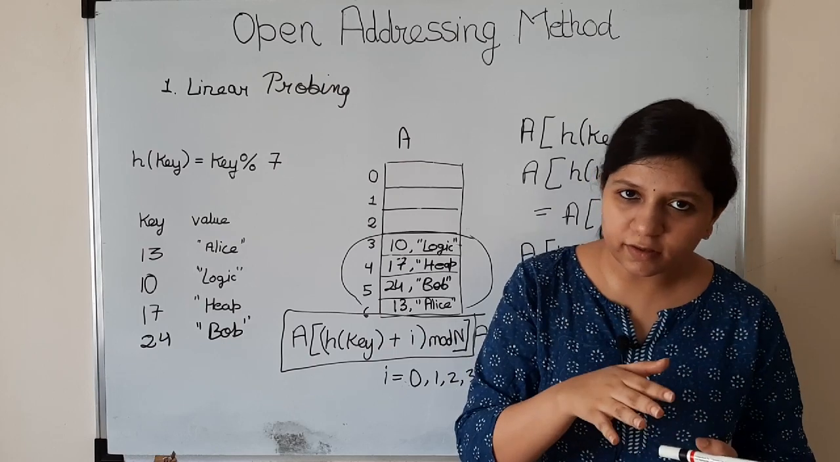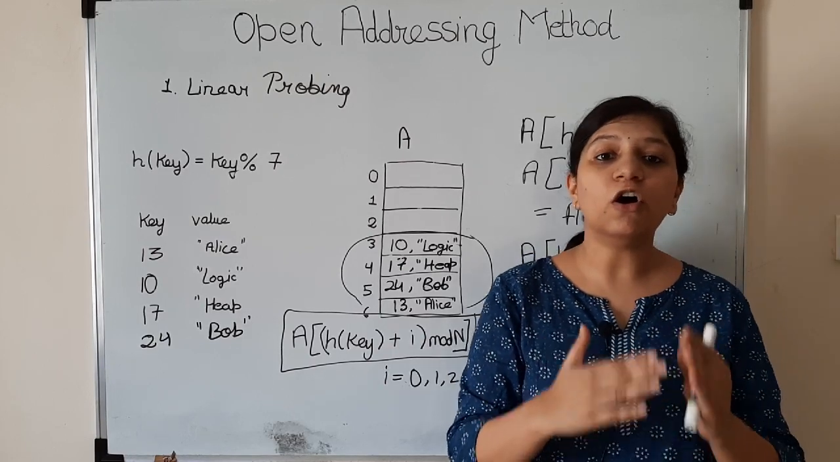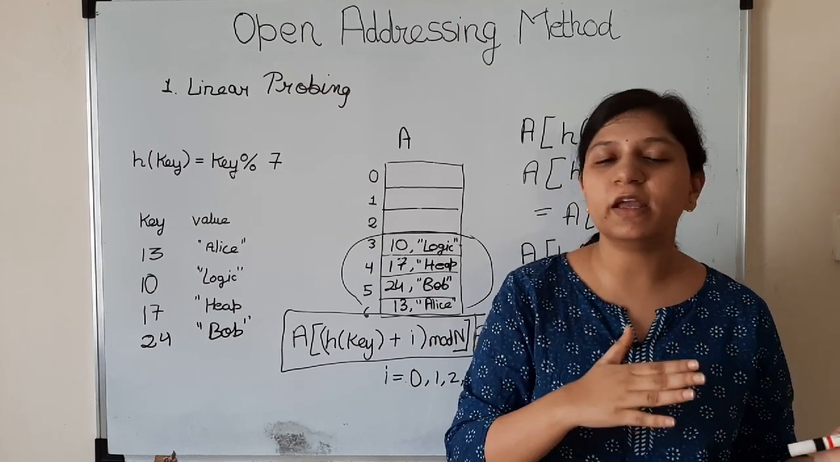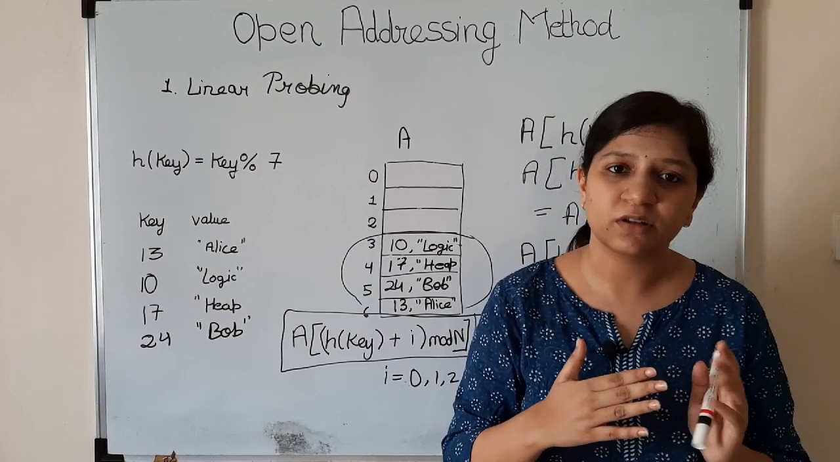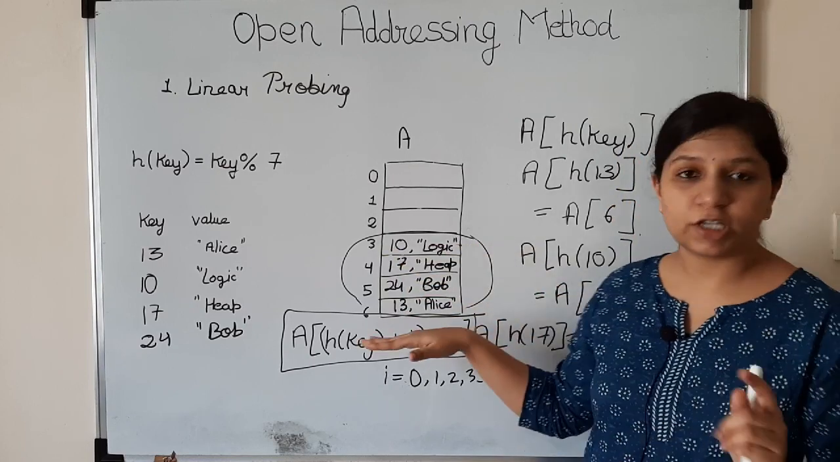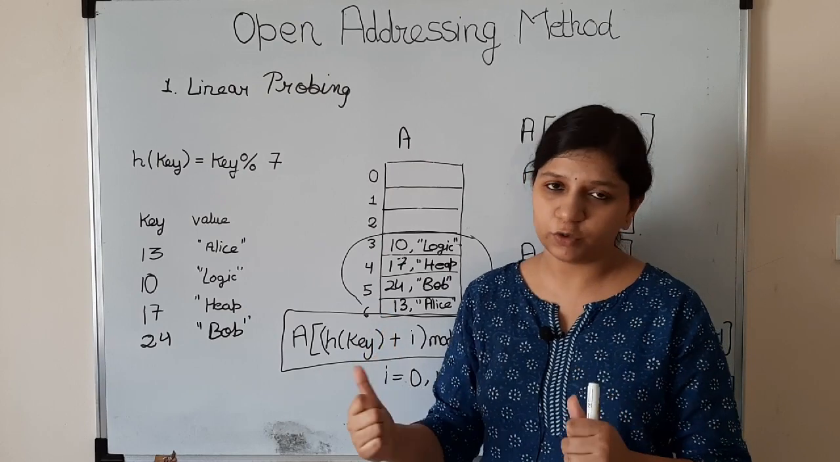So you do this search until either you find the key value pair, or you find an empty slot. After an empty slot you will not have keys which map to this hash, right? Give it a thought. That's why we search till we find an empty slot. So this is how we do insertion and how we do the search.